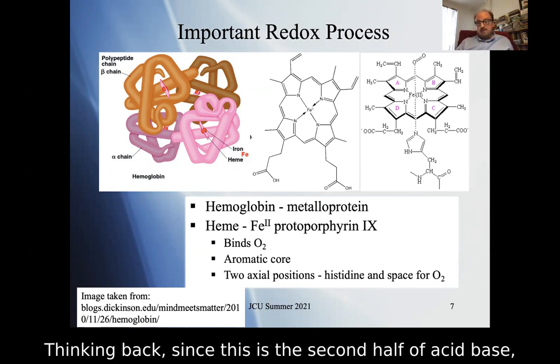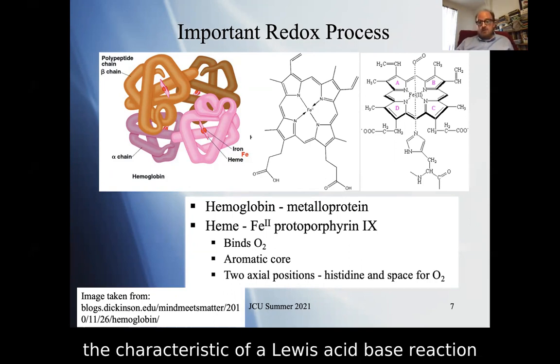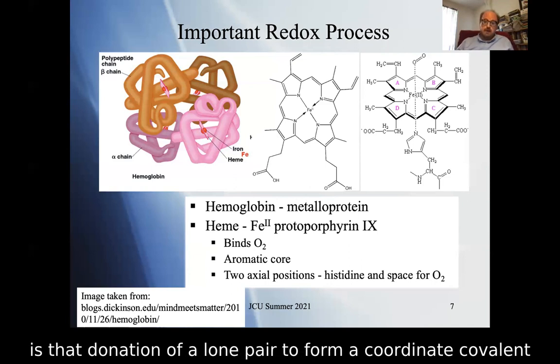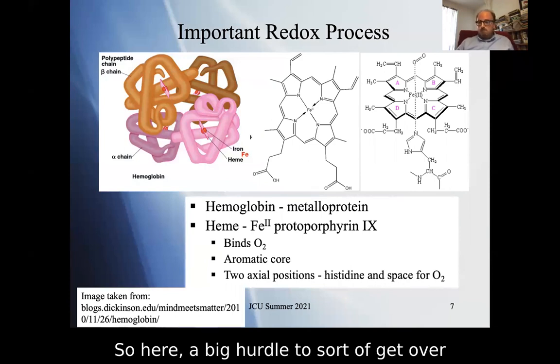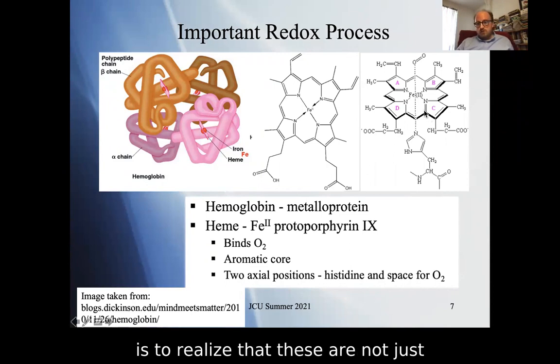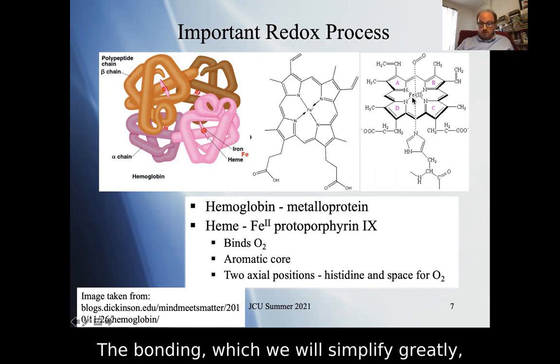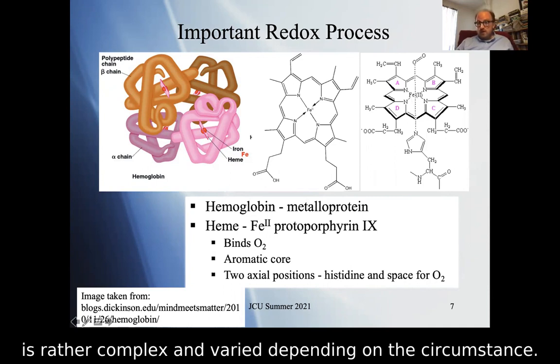Again, thinking back, since this is the second half of acid-base, the characteristic of a Lewis acid-base reaction is that donation of a lone pair to form a coordinate covalent bond, right? So here, a big hurdle to get over is to realize that these are not just all simple ionic bonds. The bonding, which we will simplify greatly, is rather complex and varied depending on the circumstance.